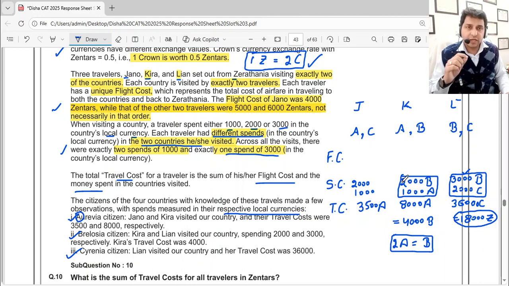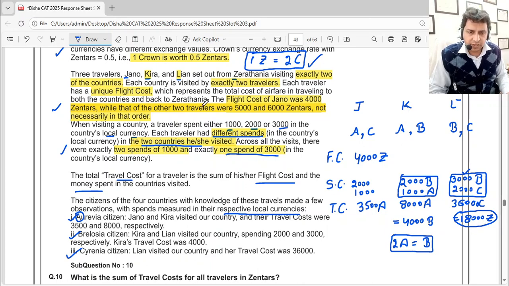So this is one thing which we know, but we need to find out for J and K also. So we need to find out a relationship between A, B with C or Z at least, so we can have a bridge in between. Now another information which was given to us, the flight cost of Jano was 4000 Z in currency Z. So this has to be 5000 or 6000, this has to be 18,000.